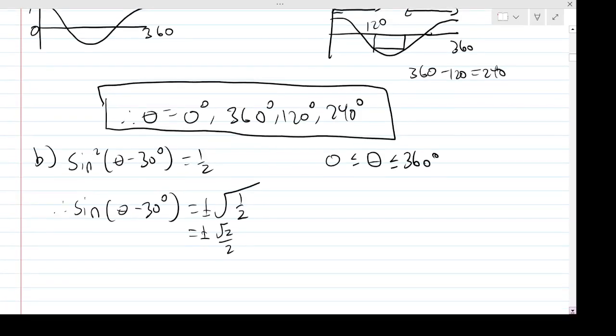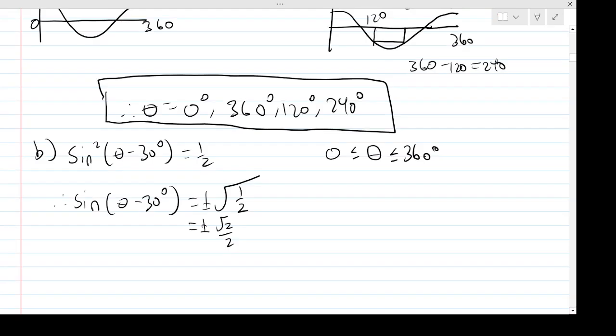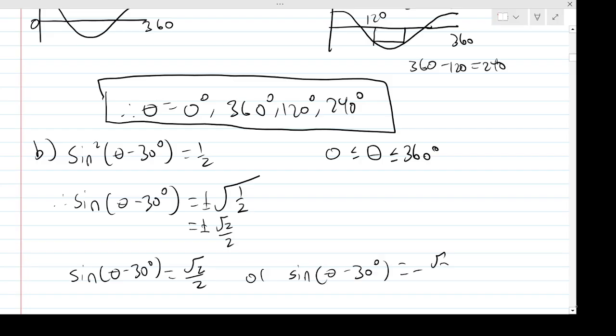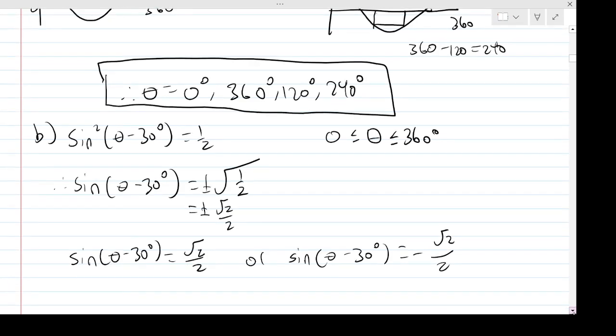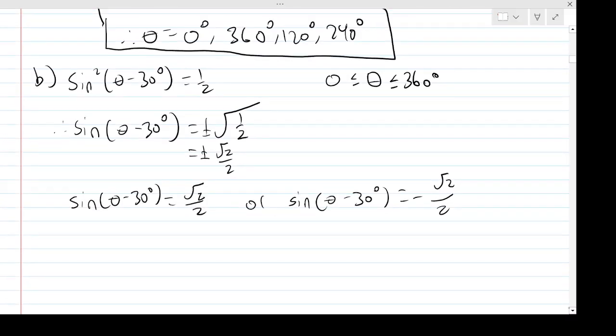So then again that means we get two different equations. So either sine of theta minus 30 is root 2 over 2, or sine of theta minus 30 is minus root 2 over 2. So again, we need to solve these two equations separately. If I label that equation 1, equation 2, then we solve them separately. So let's do this one first.